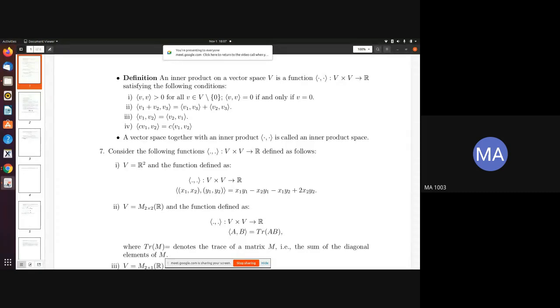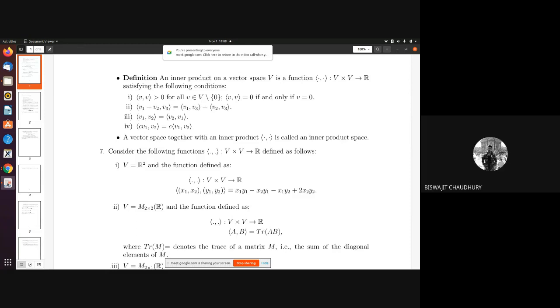So all possible pairs with the elements from V, and we are creating a map to a real number. Basically, we are getting a scalar. And as we have seen, in case of dot product, we capture the angle between them. So this gives us more generalization of that. At a later portion of the chapter, we will see that it helps to calculate the projection. So the inner product helps us to capture the projection.